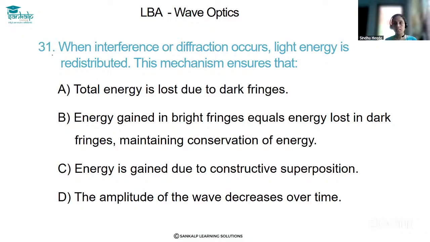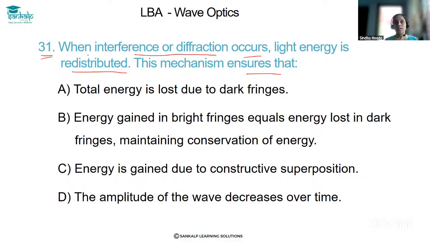Let us see question number 31. When interference or diffraction occurs, light energy is redistributed. This mechanism ensures that option A, total energy is lost due to dark fringes. Option B, energy gained in bright fringes equals energy lost in dark fringes, maintaining conservation of energy. Option C, energy is gained due to constructive superposition. And option D, the amplitude of the wave decreases over time.